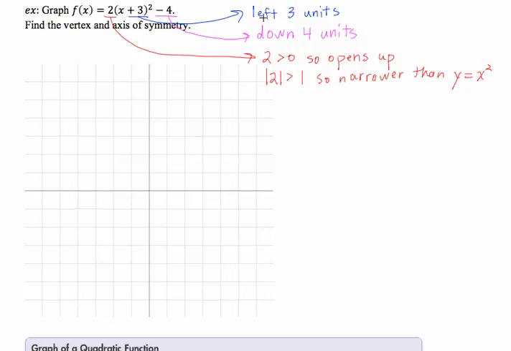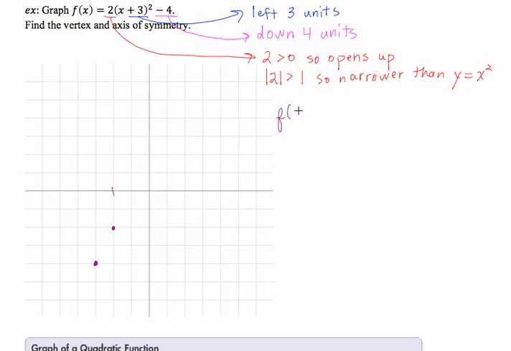The vertex goes left 3, down 4. So we go left 3, down 1, 2, 3, 4, right there. Now normally, when you graph a parabola, you go left 1, up 1 to get to the next point. But this one is stretched vertically by a factor of 2. So instead of going left 1, up 1, I'm going to go left 1, up 2. Now let's check. That's an x value of negative 2 that I'm plugging in right there.